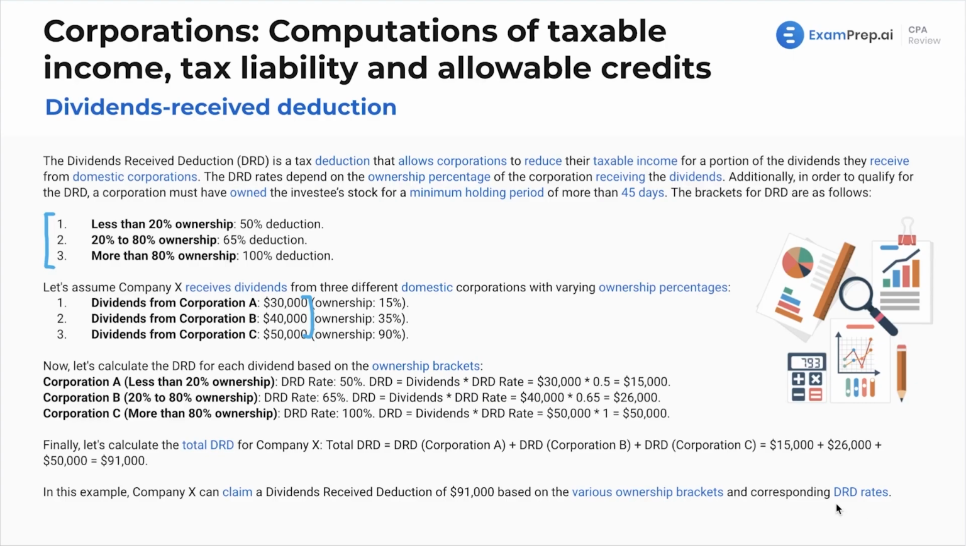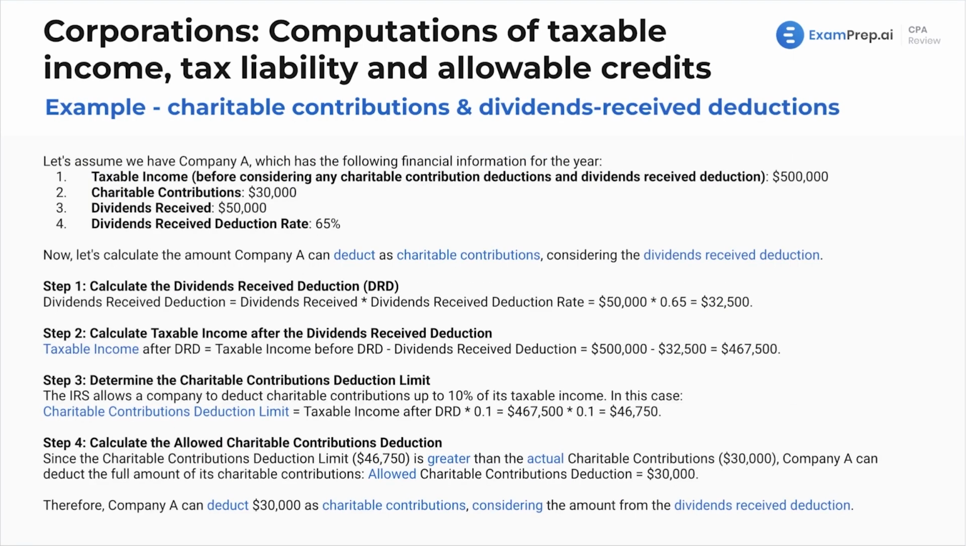Great example of how this works here. Obviously, like I mentioned, we will see how this integrates into a larger question with corporate taxable income, but individually in and of itself, not too difficult. Now we're going to see how the charitable contributions deduction and the DRD work together. We're going to see that these two deductions are generally at the end of the process. We do these when we have the taxable income that takes into account salaries and wages, every other normal operating expense, and then these are done at the end.